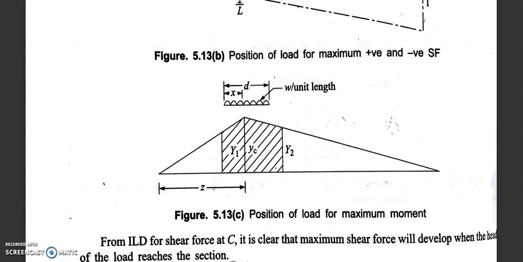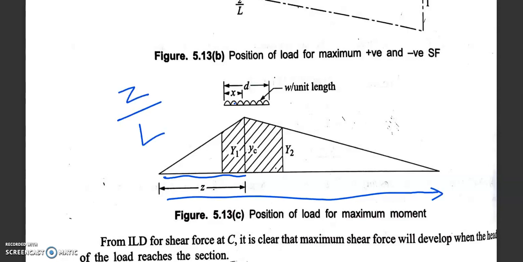See, this distance is z and this distance is L, right? Section at z distance, and L is the span.